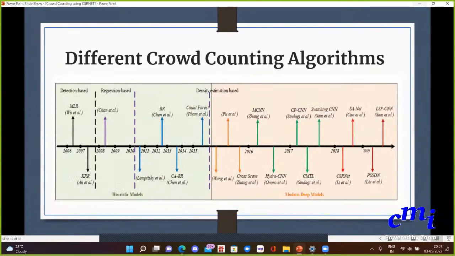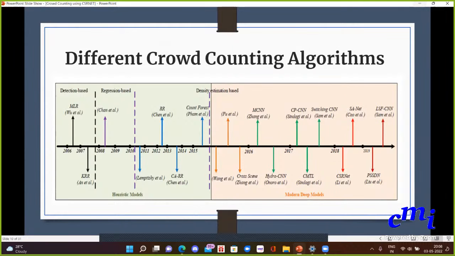Here we can see how crowd counting developed over the time period. It started out in 2006 to 2007 with detection-based approach. Then knowledge representation and reasoning, which is KRR, was introduced. After 2008, regression-based approach was developed. From 2010 to 2015, several density-based approaches such as RR, CARR, and count forest were introduced.